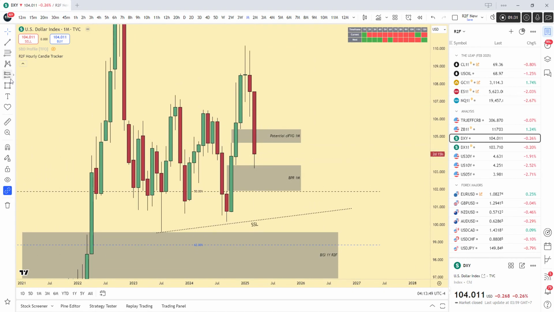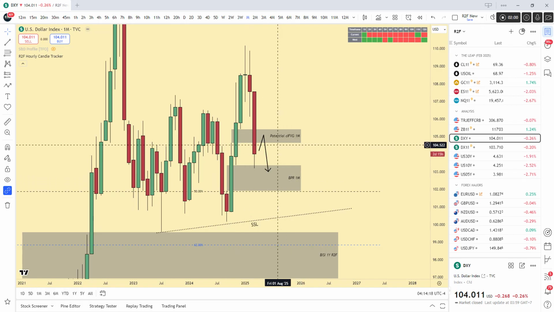I'd be looking for a possible retracement into this. I guess that would be an inversion fair value gap or inversion balance price range. We have one here as well. Coupled with this, I could use that as a reclaimed bearish order block and possibly head lower.